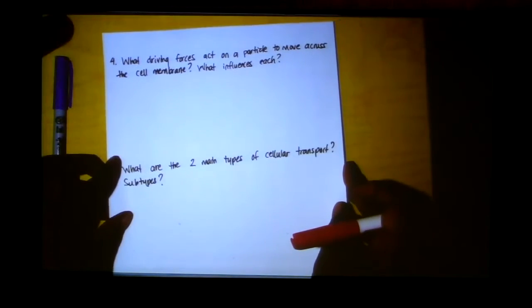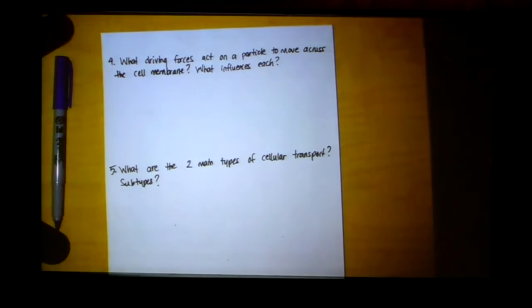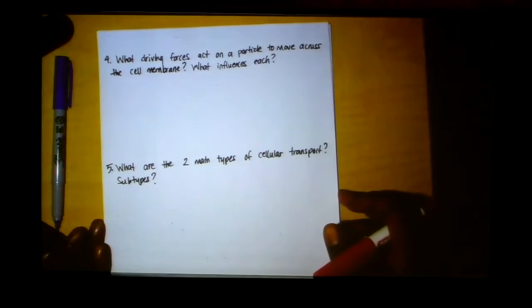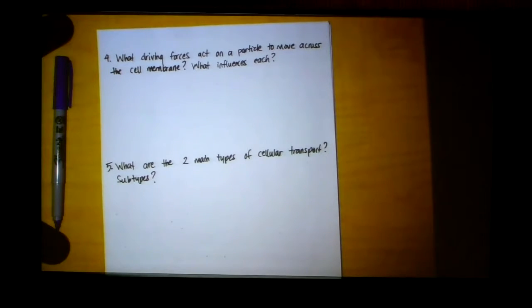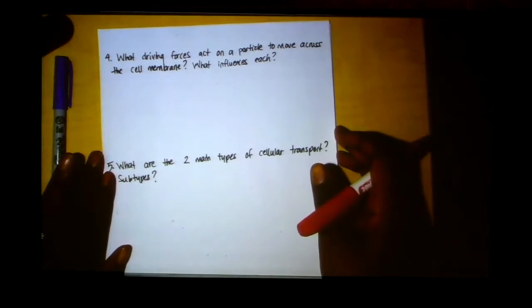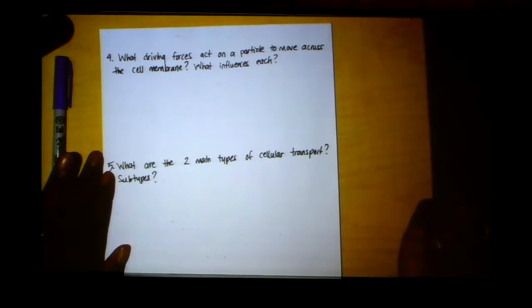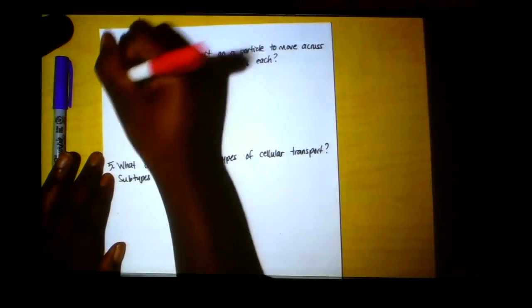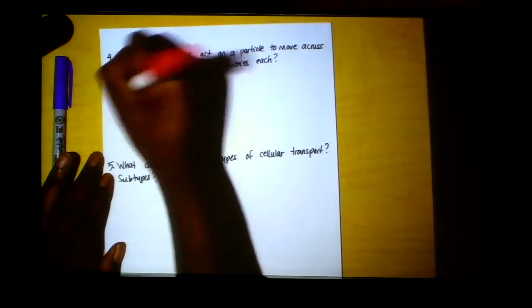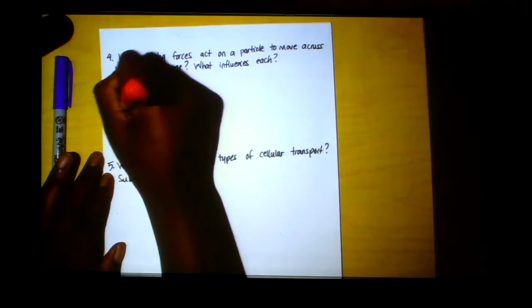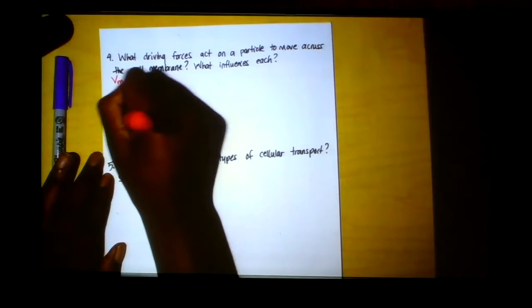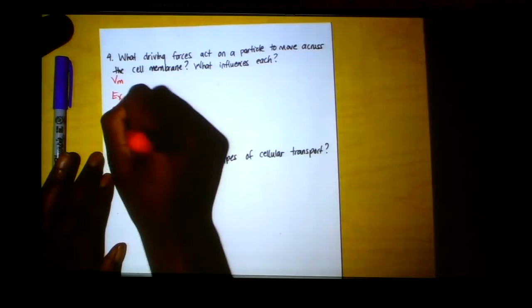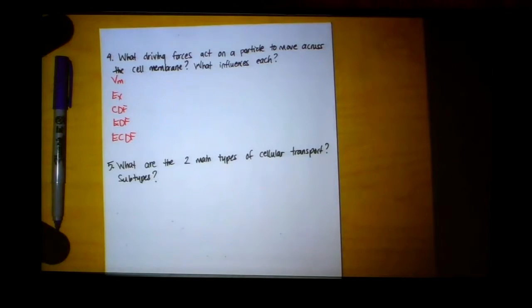Okay, so let's move on to speak about the driving forces now, those chemical and electrical driving forces. So what driving forces act on a particle to move across the cell membrane, and what influences each of these forces? Let's start by looking at some terminology, right? What is the membrane potential? What is the equilibrium potential? What is the chemical driving force? What is the electrical driving force? And then what is the electrochemical driving force?